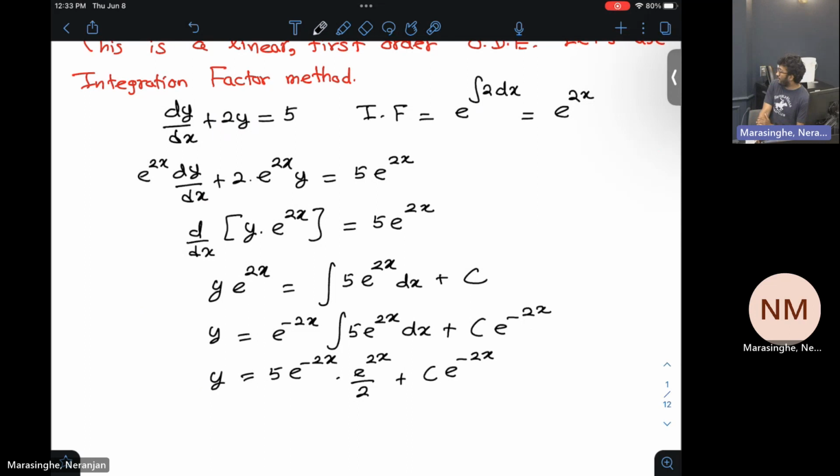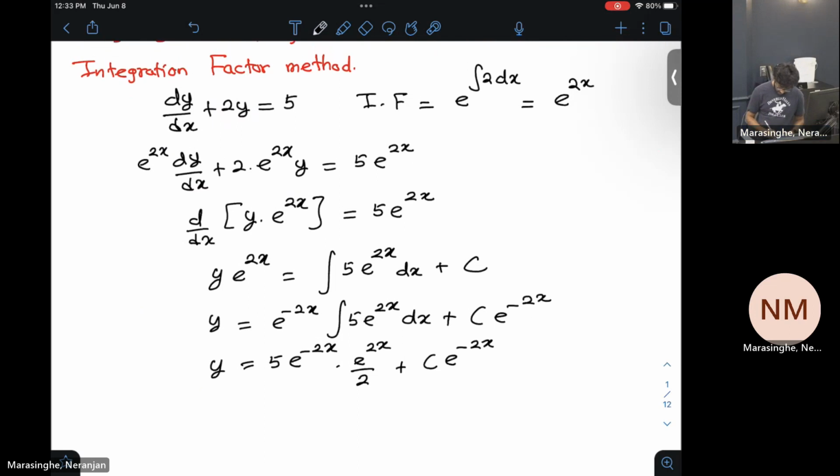So what can we say about y? E to the 2x is multiplied by e to the negative 2x, so that would become 1. And what is y? y is a function of x. y of x is equal to 5 divided by 2 plus c times e to the negative 2x. Okay. Any questions so far?